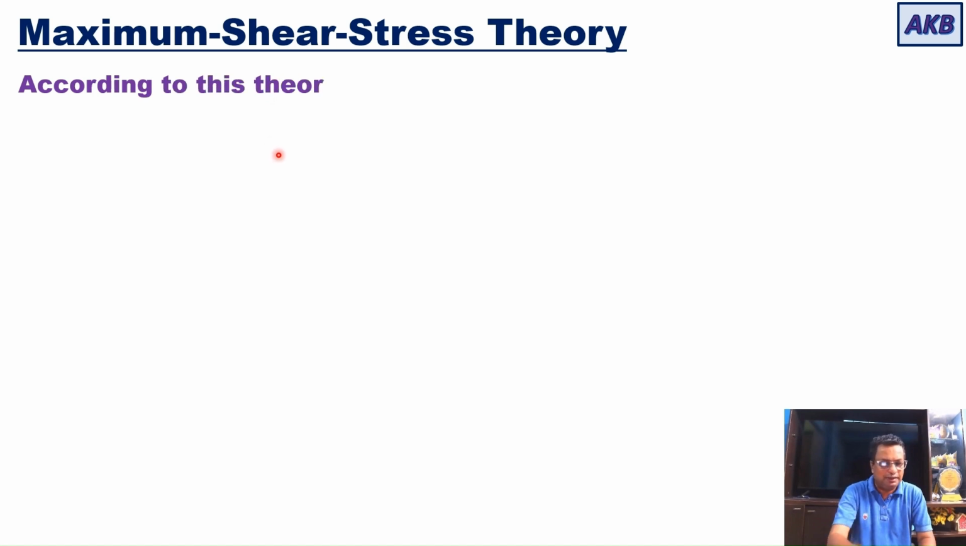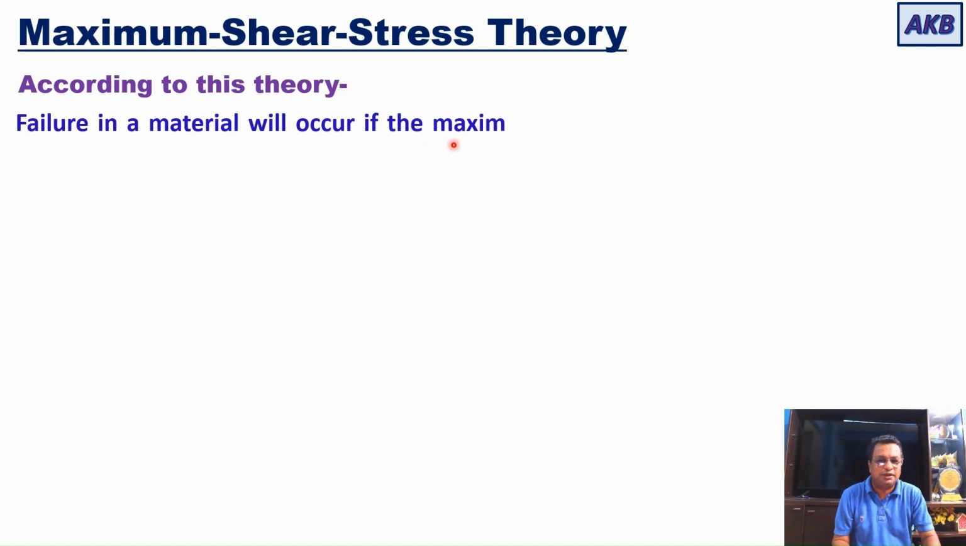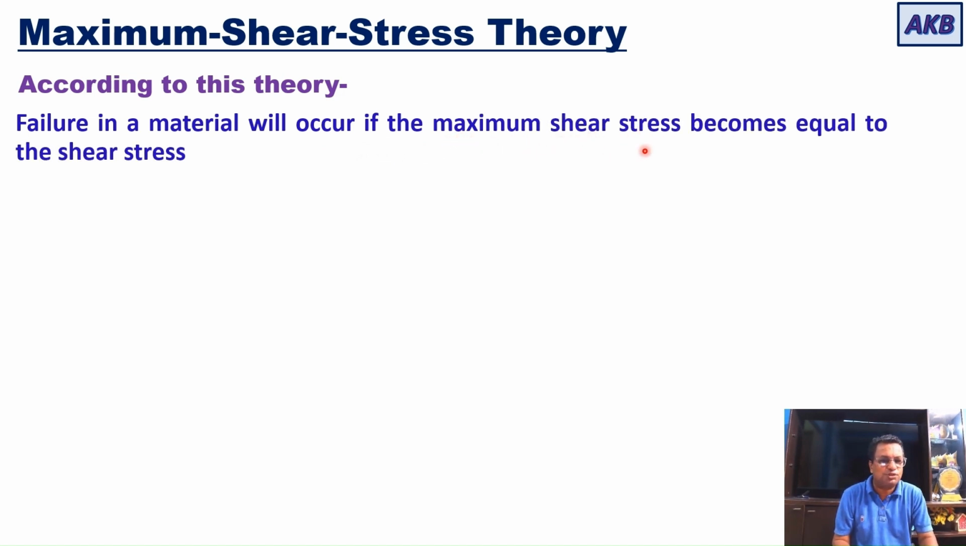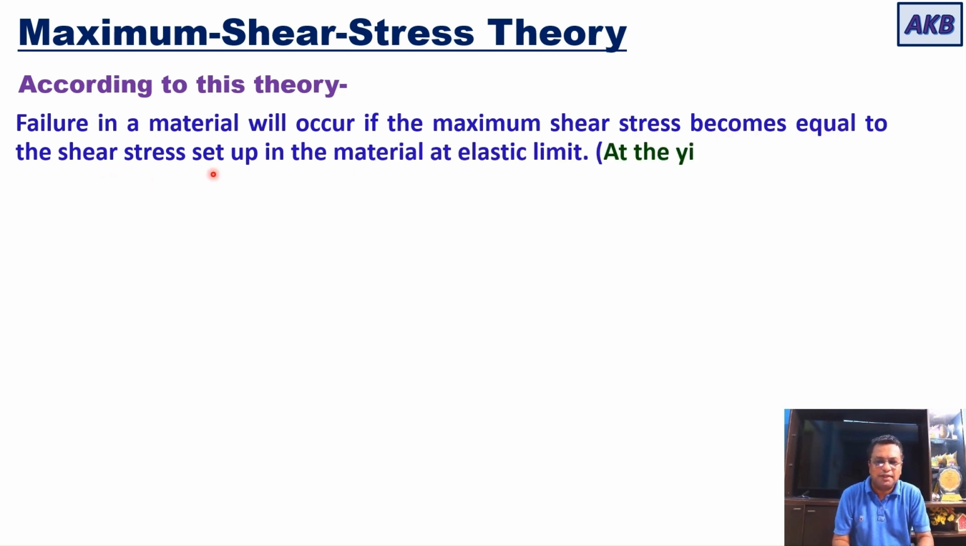According to this theory, failure in a material will occur if the maximum shear stress induced in the material becomes equal to the shear stress that would be set up in the material at the elastic limit. And in this case, the elastic limit is taken as the yield point of the material, the point beyond which there will be plastic deformation in the material.